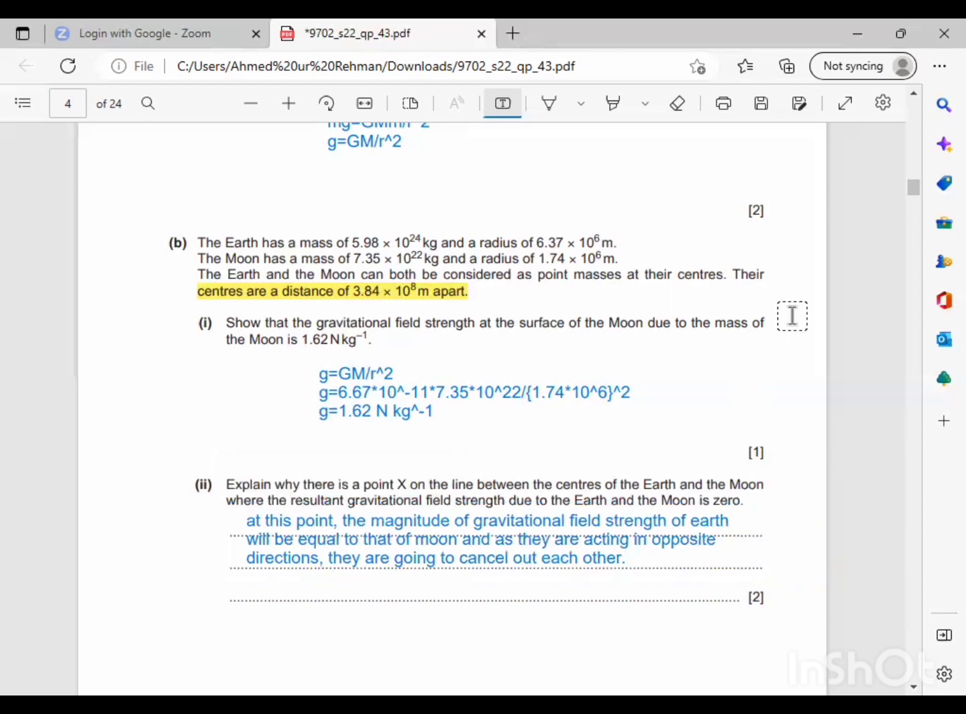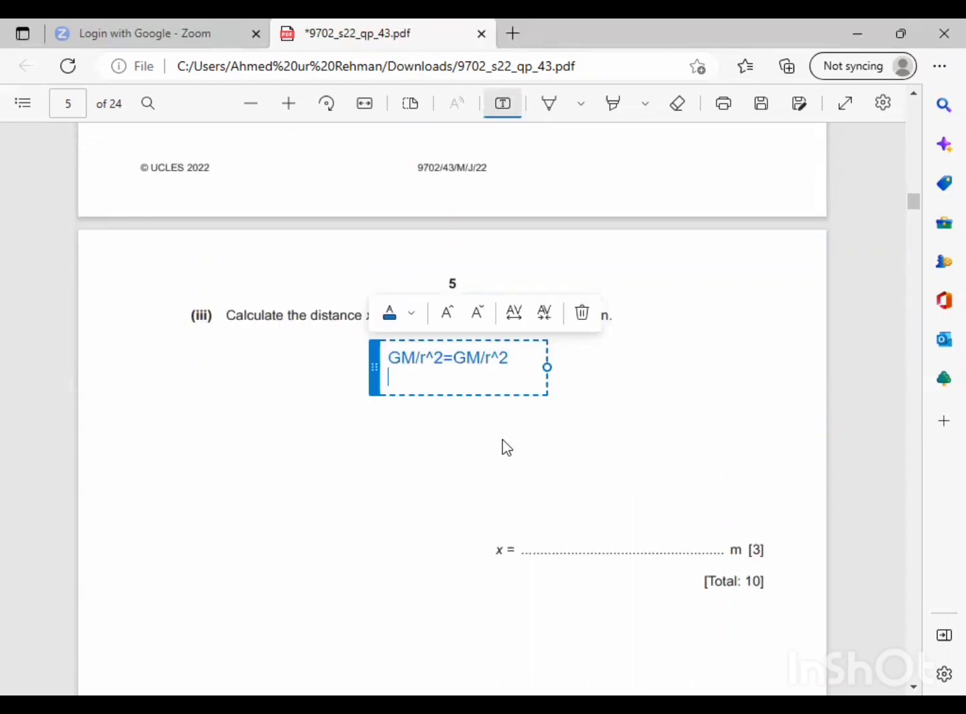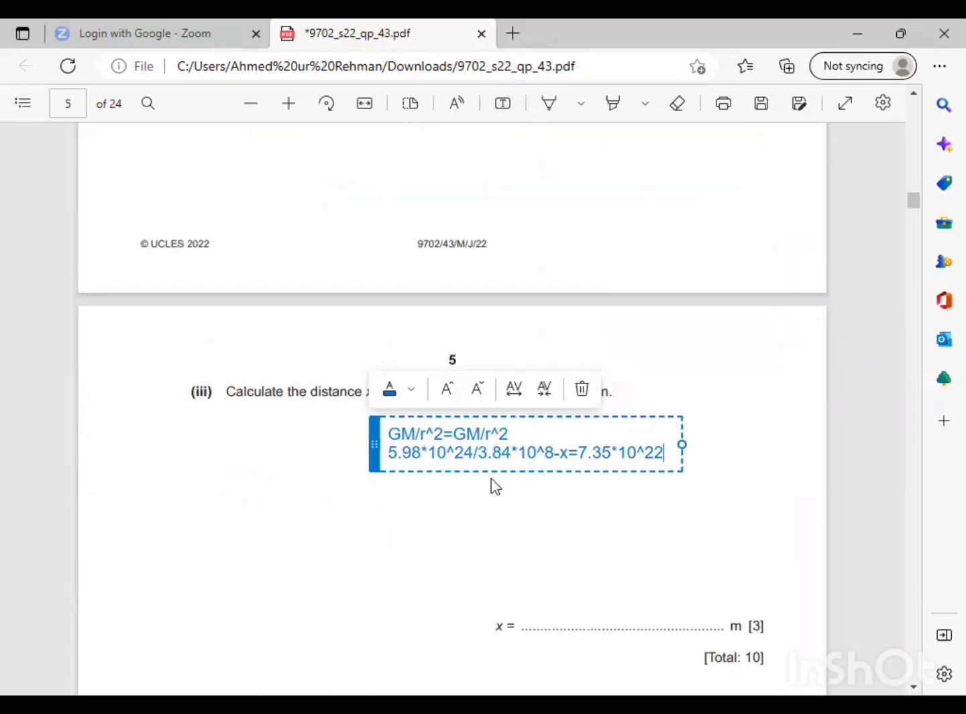Now let's move on to what I think is the last part of this question. Calculate the distance x of point X from the center of the moon. You can keep the gravitational field strength of Earth equal to that of the moon. So we keep the formula GM upon r square equal, and input the values. To keep our answer direct, we use 3.84 into 10 to the power 8 minus x for Earth and x for the moon.